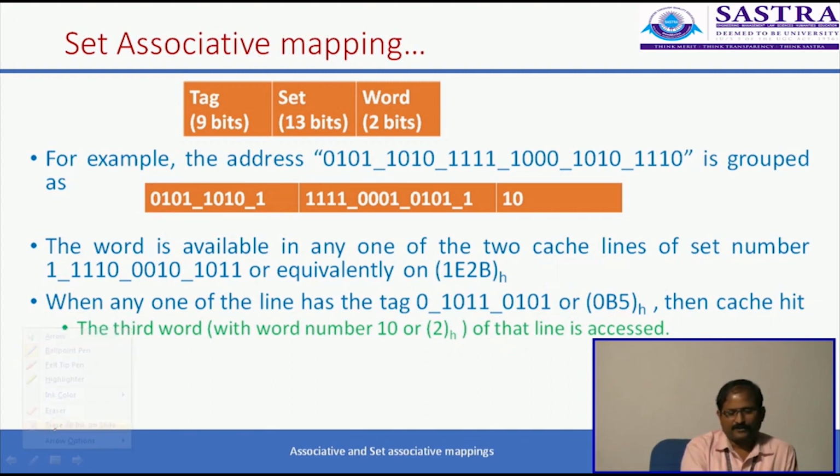If a cache hit occurs, then this will be used to fetch the intended word. This is the third word. First word is 0 0, second word is 0 1, third word is 1 0, fourth word is 1 1. This is the third word. So, the third word of that line is accessed.